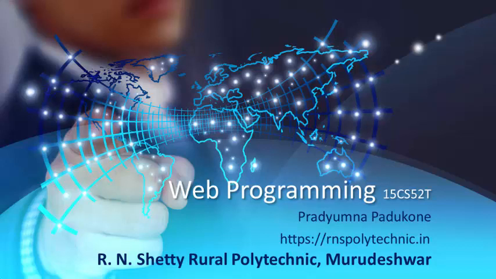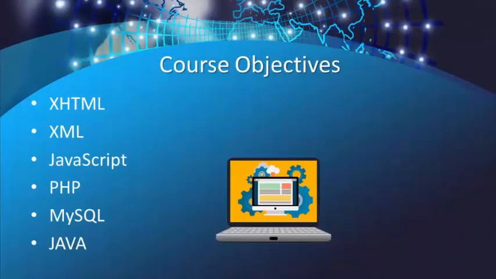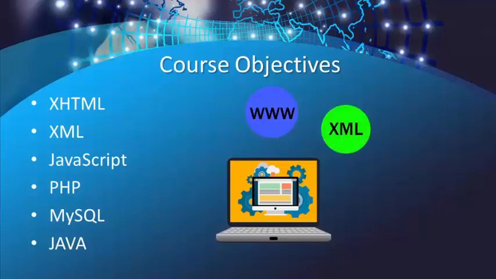Now, let's look at the course objectives of web programming. This course is so organized that by the end of the semester, you will be very familiar with the World Wide Web and its working. You will come across so many technologies like HTML, XML, XHTML, CSS, JavaScript, PHP with MySQL, and Java in web applications. In XML, you are going to learn its structure, its application, how to use them, and so on. And in HTML5, we are incorporating XHTML also. Here, XHTML is a combination of XML and HTML.